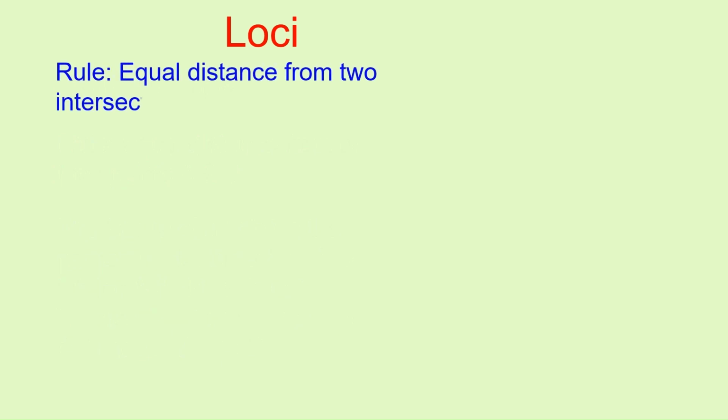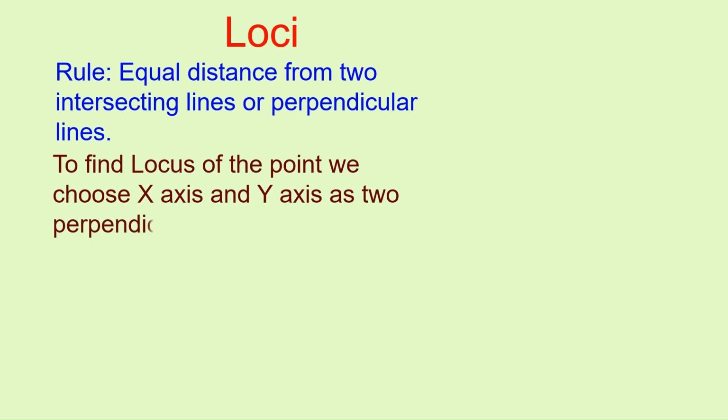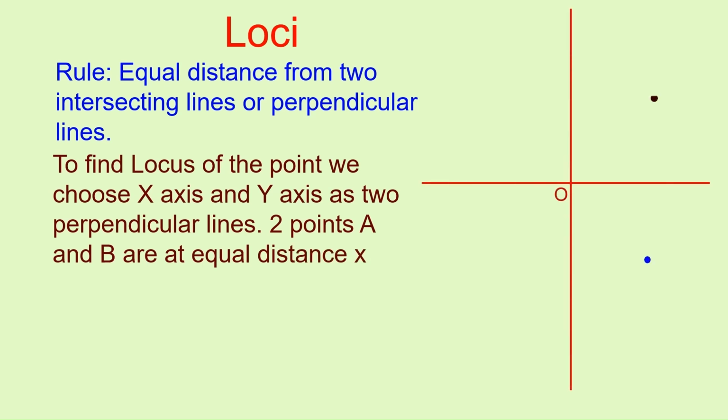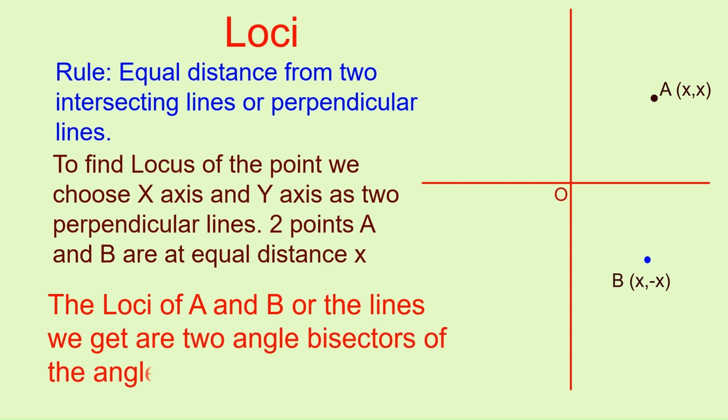Rule: equal distance from two intersecting lines or perpendicular lines. To find the locus of the point, we choose the x-axis and y-axis as two perpendicular lines. Two points A and B are at equal distance x. We get loci that are two angle bisectors of the angle between two lines.